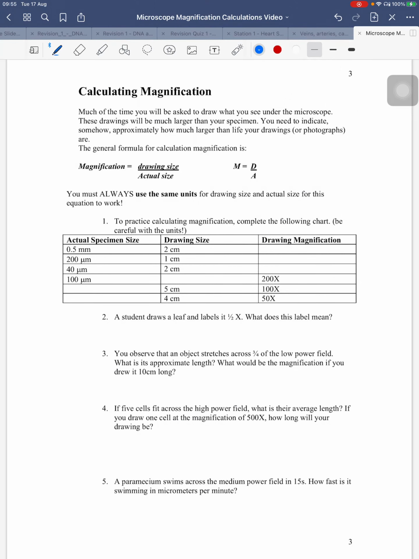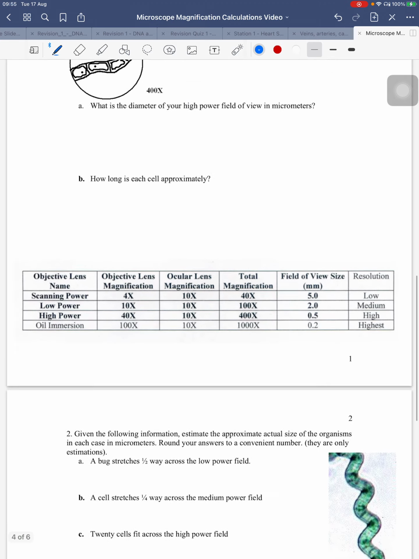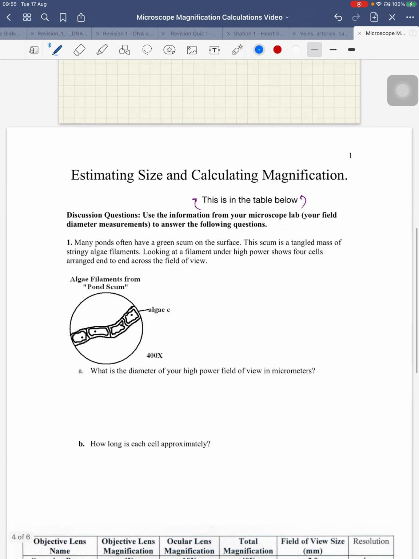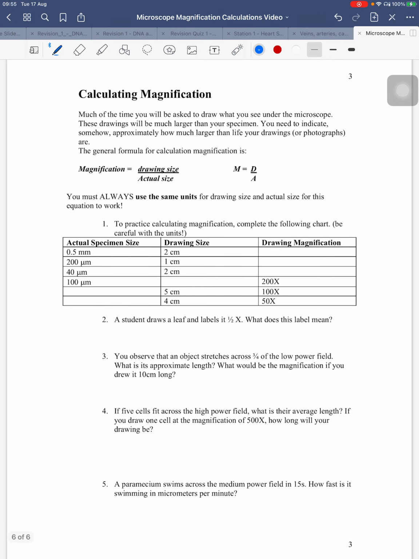Okay, so let's look at an example here. This is a worksheet you've been assigned. We'll get to the estimating size in a moment. Let's just go to calculating magnification, because that's what we've been talking about. Drawing size, measured size, same idea here. Actual size is the actual size of the organism.